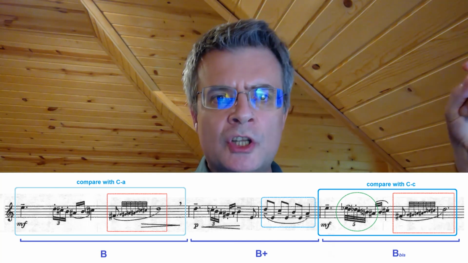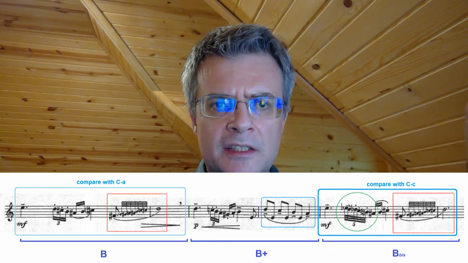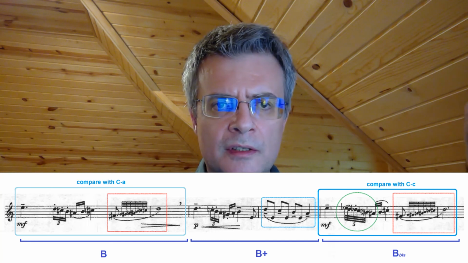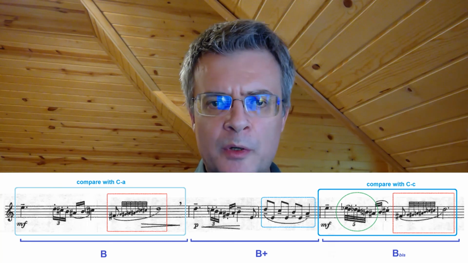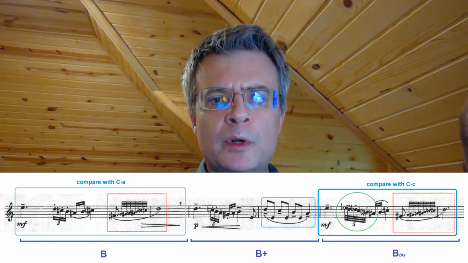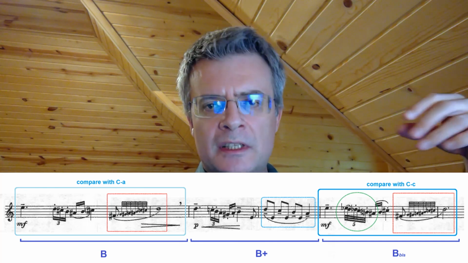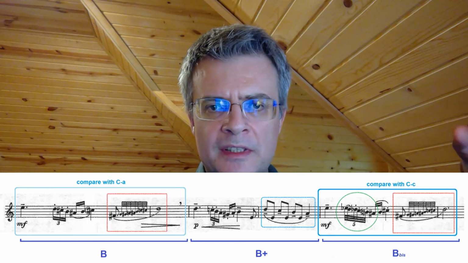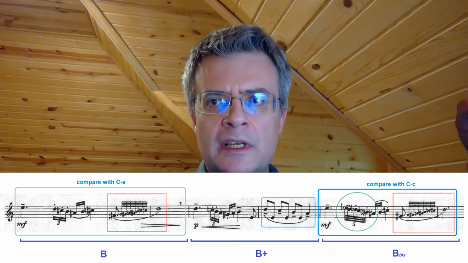Now, again, notice that I indicated compare with CA and compare with CC. And we will see that the element that comes after this, the C element, seems to be made actually out of parts of A and B, but it has its own autonomy, and that's why I classified it separately. So let's listen to the element C now.